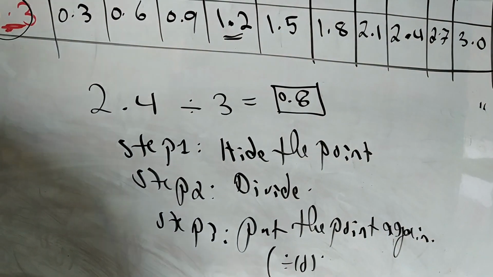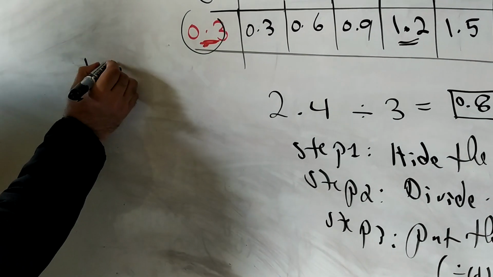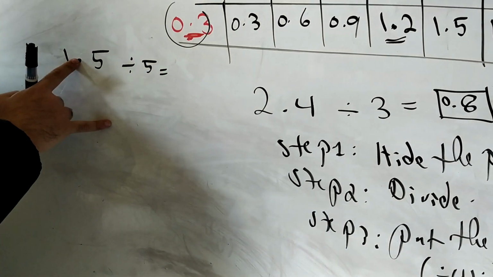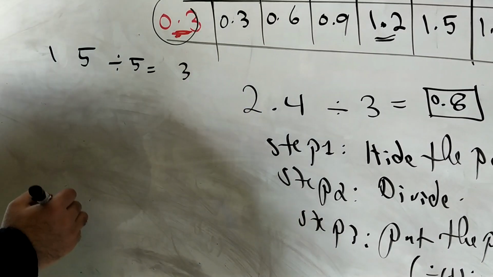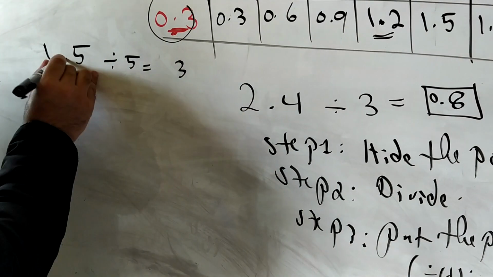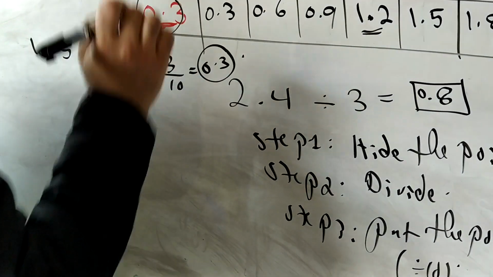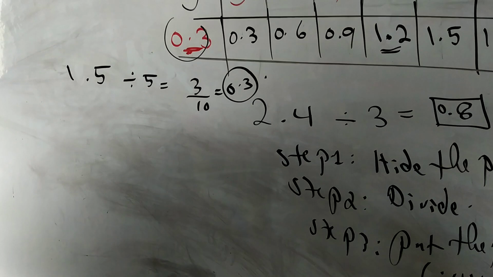For example, if we have 1.5 divided by 5 equals what? Hide the point. 15 divided by 5 equals 3. Put the point again. How? Divide by 10 equals 0.3. Okay? I think this topic is so easy.